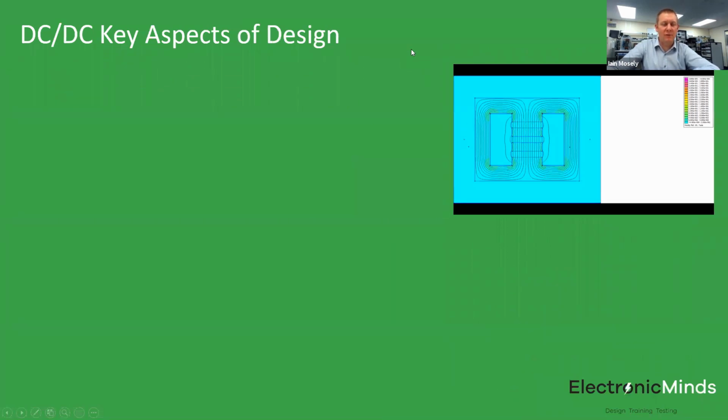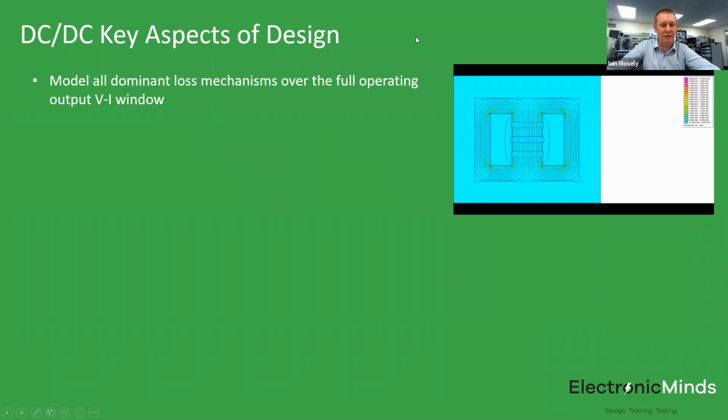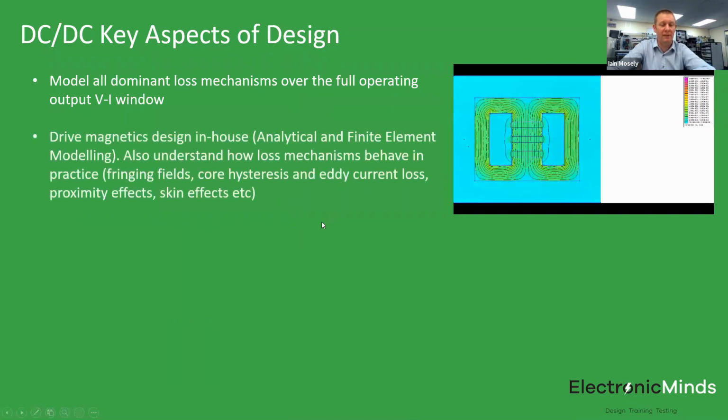So to briefly summarize, the key aspects of the second stage DC to DC converter, and actually the active rectifier as well, is that we need to be able to understand and model all the dominant loss mechanisms over that full range of VI combinations that a battery charger might be exposed to for an electric vehicle. And the more we know about that, the better job we can do of optimizing energy delivery to the battery.